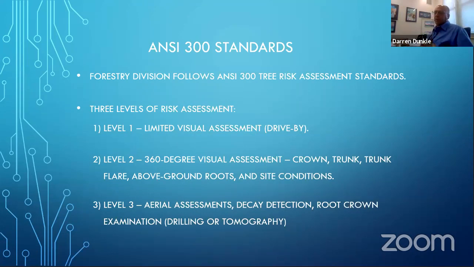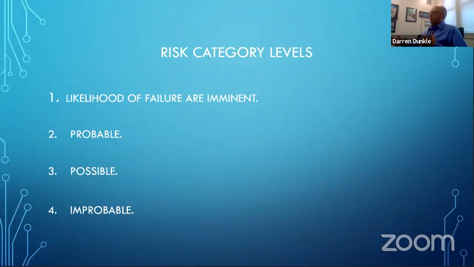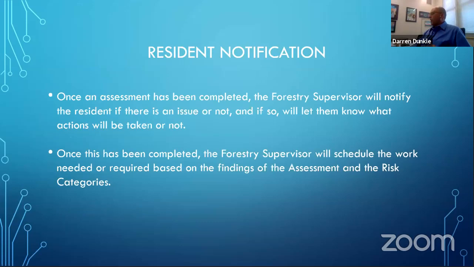And basically tomography is just taking a cross section of the tree, either through an X-ray or ultrasound, to see if it's hollow or any other issues pertaining to that tree. Once you go through one of those 3 assessments, they look at the risk category levels, and you look at, what is the likelihood of failure? Is it imminent? Is it probable, possible, or improbable? Based on that, and once our assessment is completed, our forestry supervisor will notify the resident if there's an issue or not. And if so, they'll let them know what actions will be taken, or if there's not a problem, why it's not being taken.